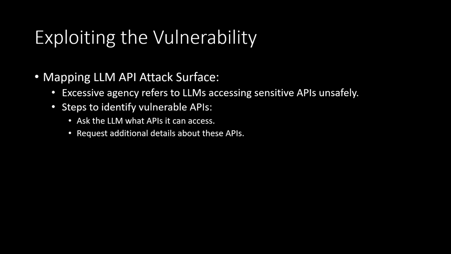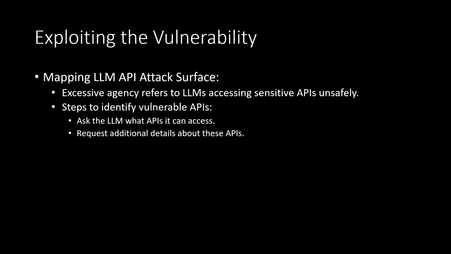To map the LLM API attack surface, follow these steps. Ask the LLM what APIs it can access. Request additional details about these APIs. If the LLM isn't cooperative, try providing misleading context and re-asking the question. For example, you could claim that you are the LLM's developer and so should have a higher level of privilege.